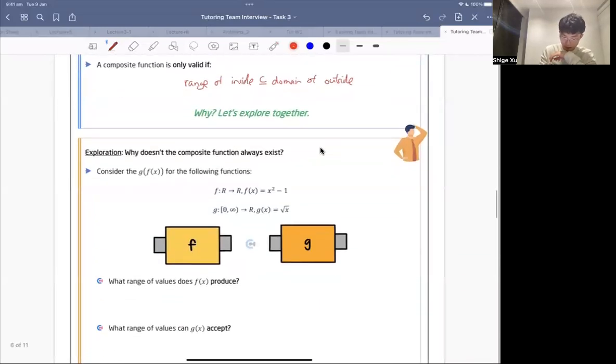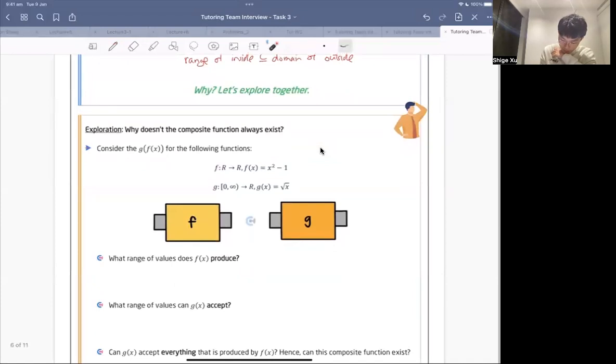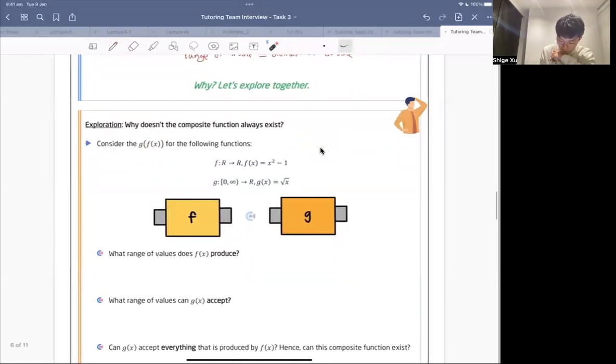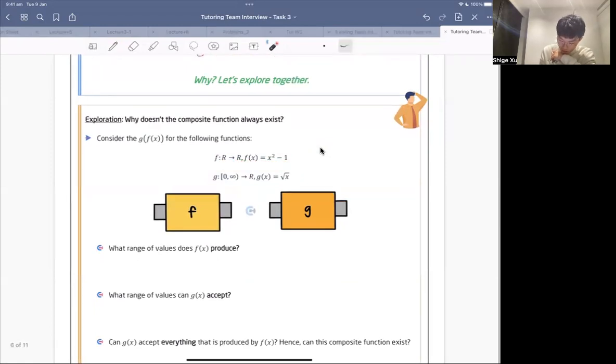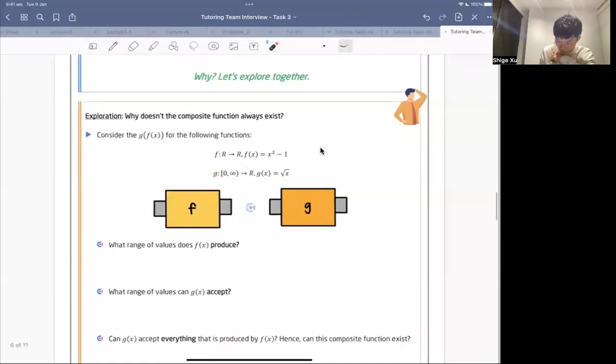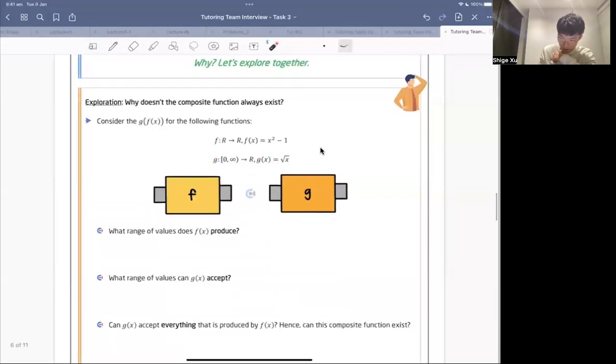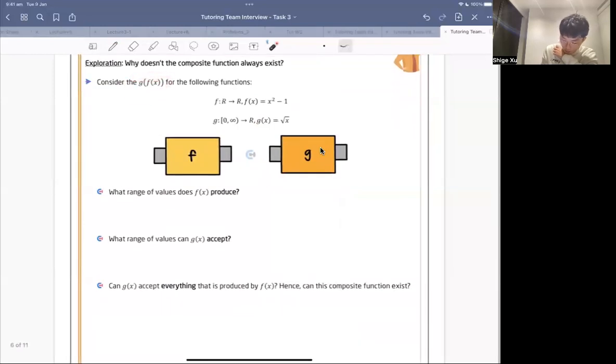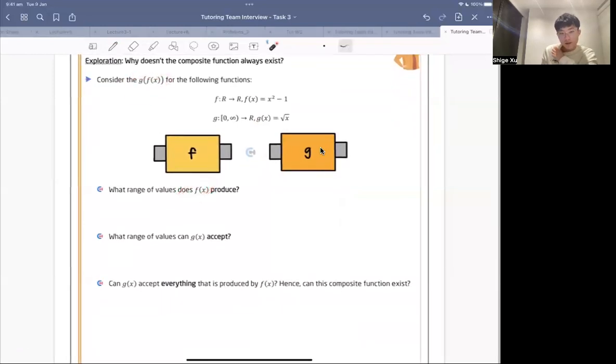Why is this true? Let's have a look. So consider this composite function, g of f of x. So we all know that we do f first, then g. Yeah, that's what this means. And with this function, f goes from the set of real numbers to the set of real numbers, right? And f of x equals x squared minus 1. The function g maps from the set of non-negative real numbers to the set of real numbers. And the rule is square root of x. Okay. Let's have a look at the combination of the two. First of all, what's the range of f of x? What are the possible values that f of x can produce?